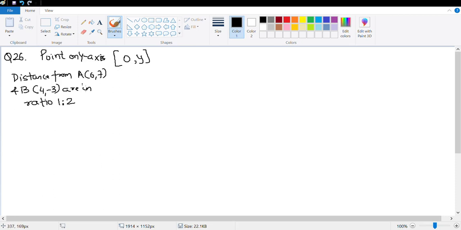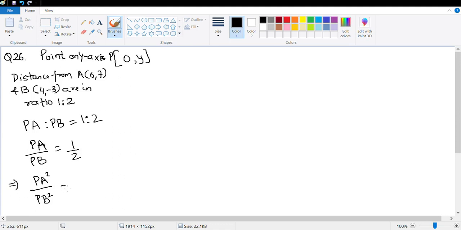Whose distances from the points A and B are in a given ratio. Let's call this point P. So what has been given is PA is to PB is equal to 1:2, right? Which means PA upon PB is equal to 1/2. Now in the distance formula, I have a square root, so let's square it right now so that my square root sign gets removed. So PA square upon PB square is equal to 1/2 square, which is 1/4. Now let's apply the distance formula, and then this question becomes extremely simple.